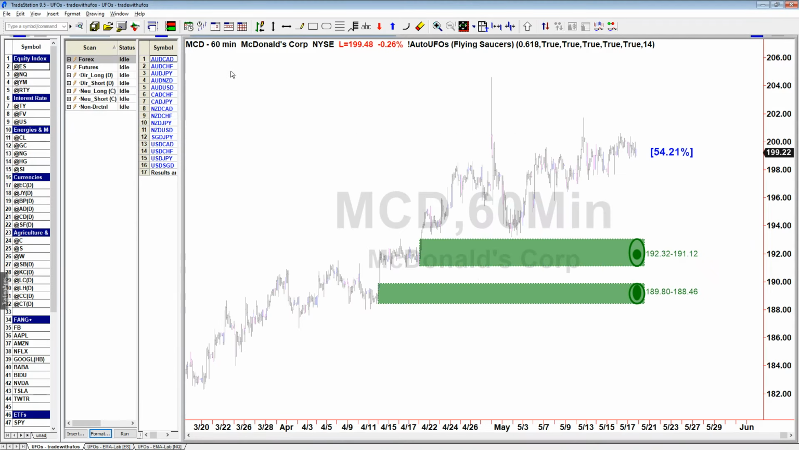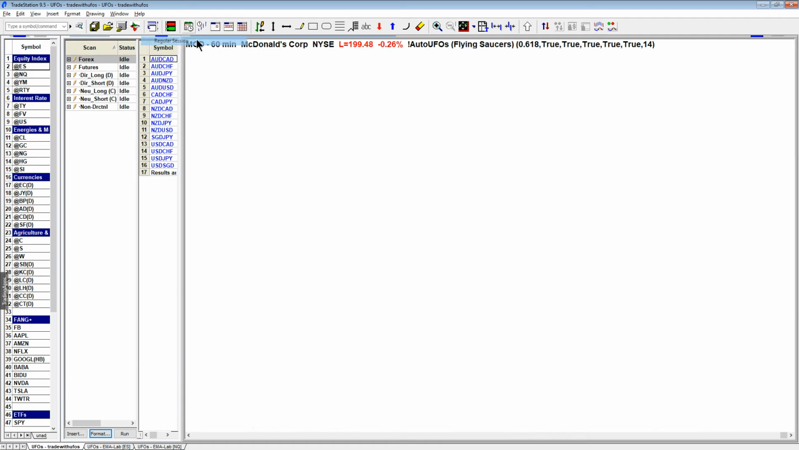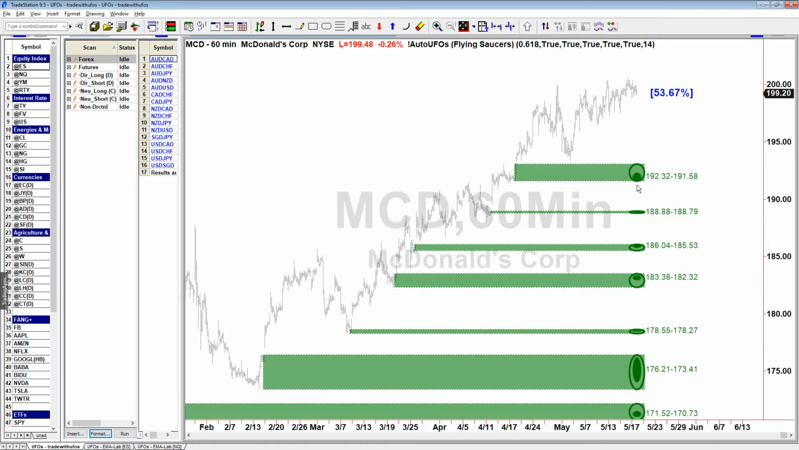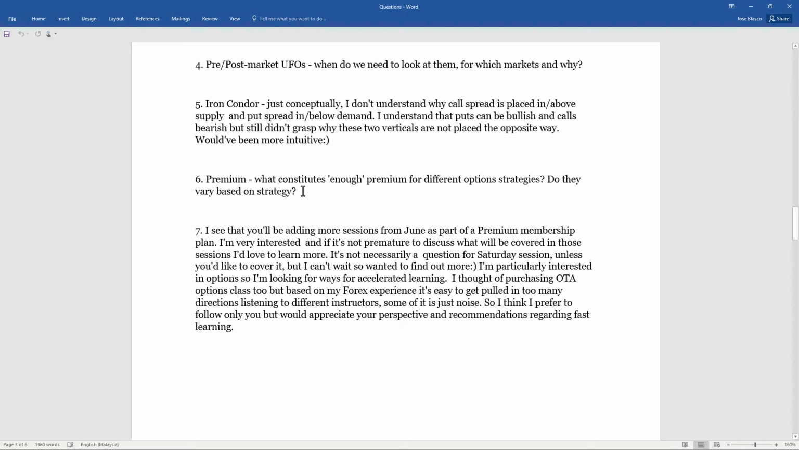Let me see if we got McDonald's. So McDonald's with pre and post market is 54, with regular session is 53. So more or less about the same. You know, I was looking for an example where it was opposite, which sometimes it happens, okay? But it seems that in this case is not, you know, we looked at 3 examples and it was not the case, okay? But I think it's okay. So number 6, premium. What constitutes enough premium for different option strategies?